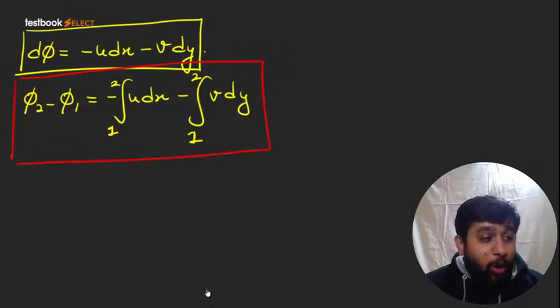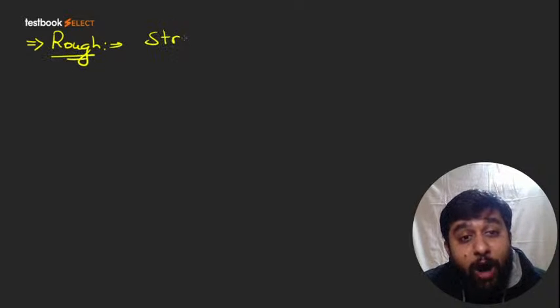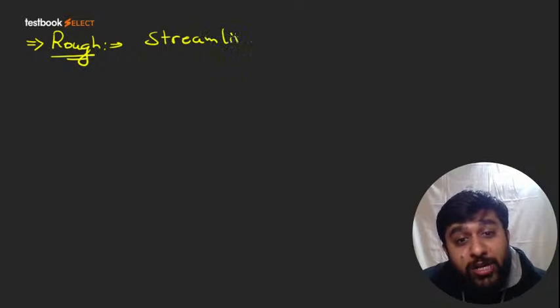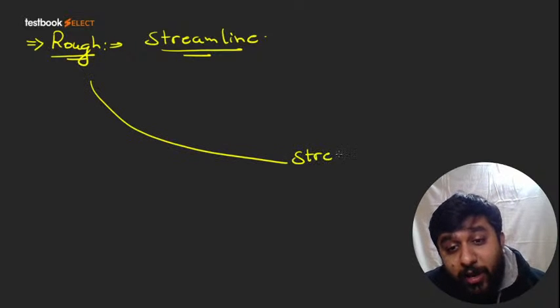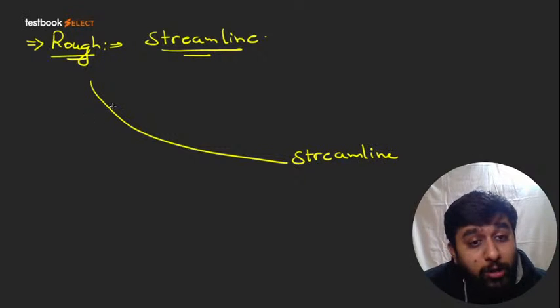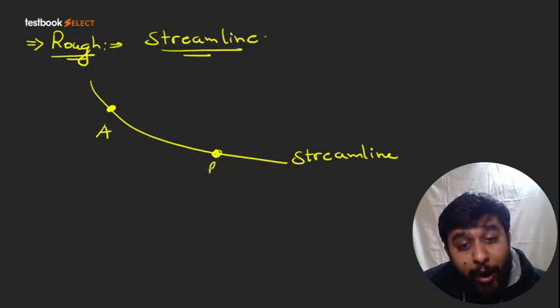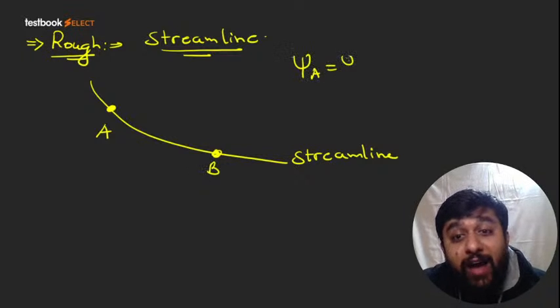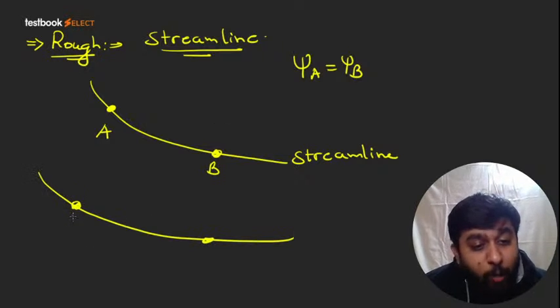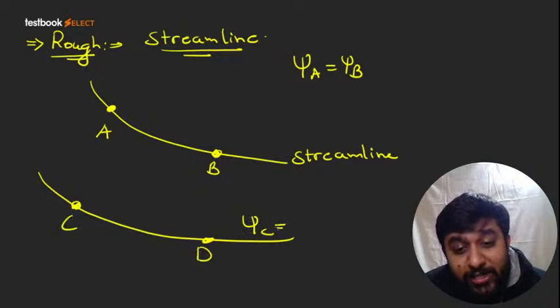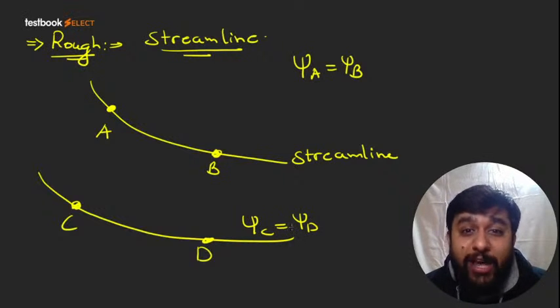Now guys, I hope you remember streamline. When we talk of streamline, so this I am writing in rough. Streamline is a line of uniform stream function value. Say, if this is a streamline, then all the points of the streamline, their stream function value is going to be the same. So if you take points C and D, then psi C is equal to psi D because the 2 points lie on the same streamline.